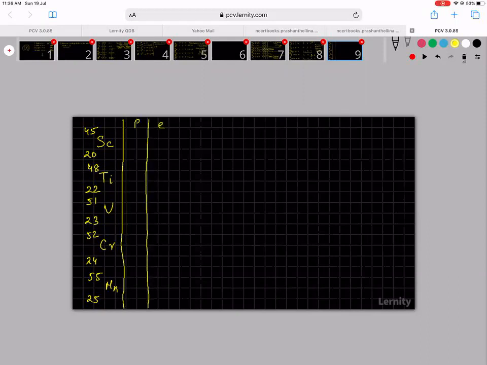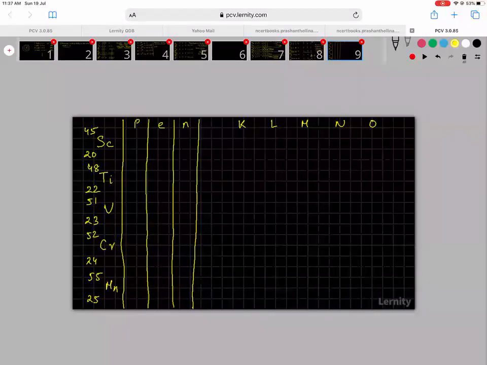then the e value, the number of electrons, and then the n value, the number of neutrons. Then I want you to tell me in the K shell, L shell, M shell, N shell, O shell, and so on, how many. So scandium, I wrote 20, I'm sorry, it should be 21. So if scandium is 21, number of protons is 21, number of electrons is 21, number of neutrons is 45 minus 21, that is 24. So here 2 will come, then 8 will come, then 8 will come. So this is 18 and then 3 will come.